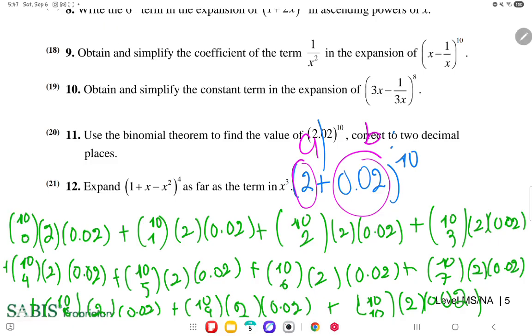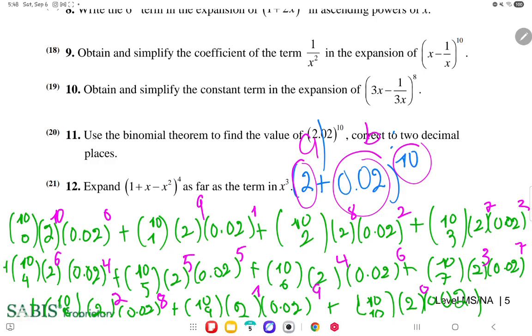So remember, A, we always start from n and we decrease until 0. So it's 10, 9, 8, 7, 6, 5, 4, 3, 2, 1, and 0. Whereas for B, it's the opposite. We start with 0 and we keep on going until we reach n, which in this case is 10. So 0, 1, 2, 3, 4, 5, 6, 7, 8, 9, and 10.